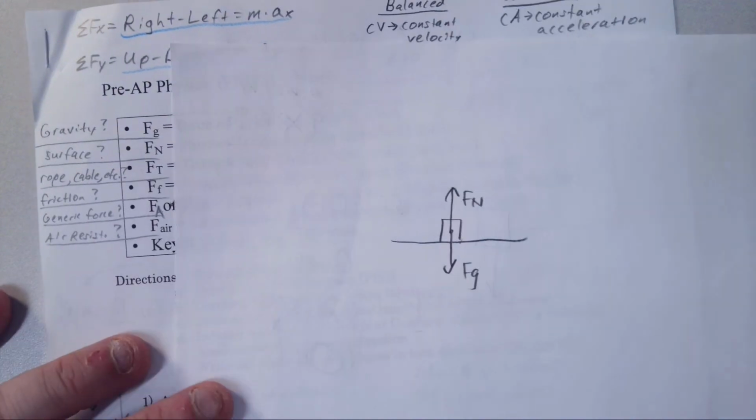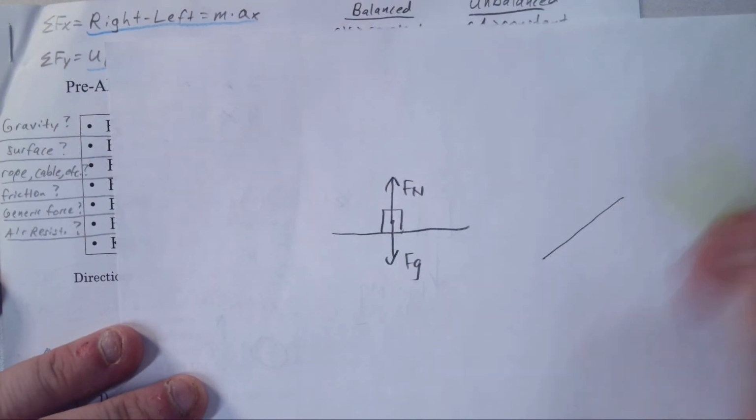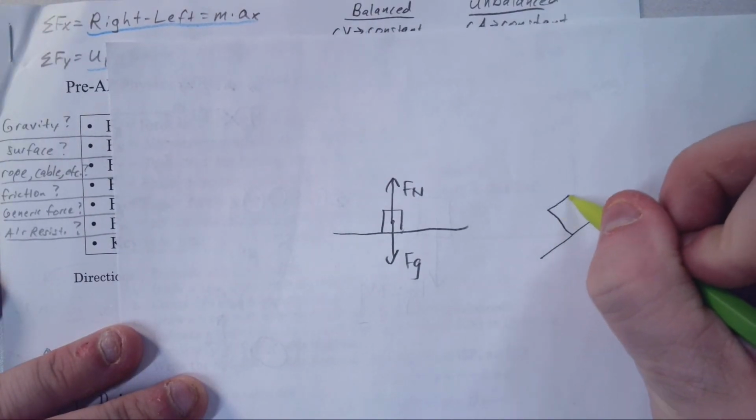Now, a common misconception is people say, oh, normal force and force of gravity are always opposite each other, that's why it's there. Well, let's look at a situation where we have it at an angle, okay?